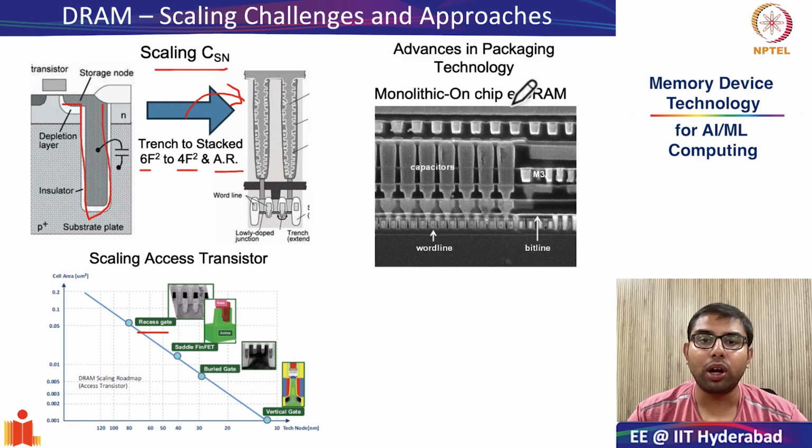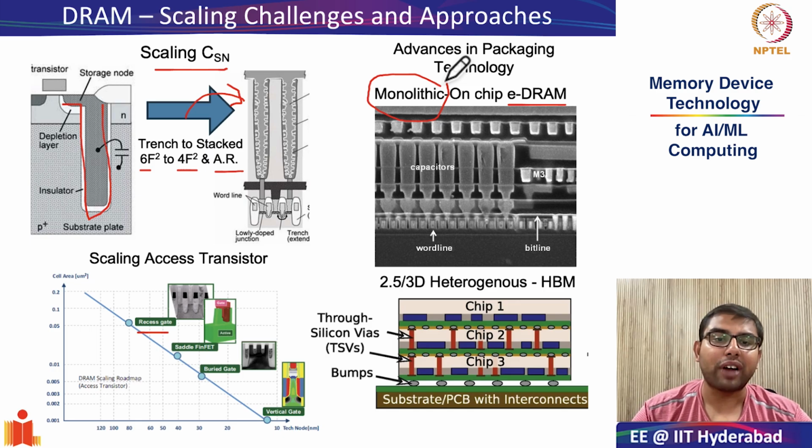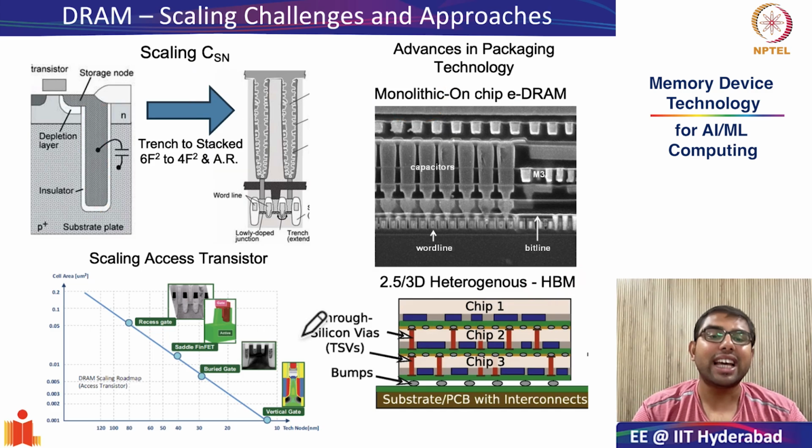We saw the example of your embedded DRAM, which was integrated on chip to a logic chip through monolithic integration. Whereas using 2.5D or 3D heterogeneous integration, we were able to have the concept of high bandwidth memory, where logic chips and DRAM chips, which were fabricated using entirely different processes, were integrated through TSVs or through silicon vias.